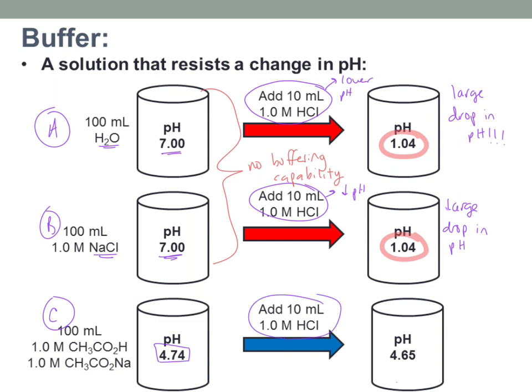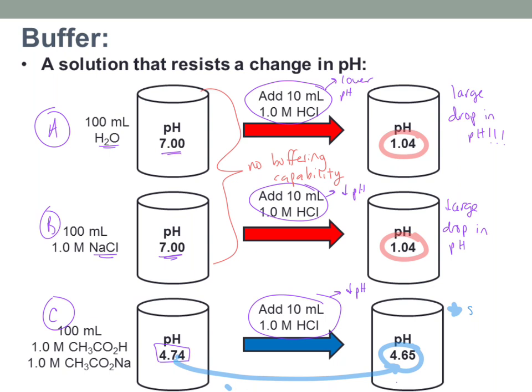And now I'm going to add that same amount, right, 10 milliliters of a 1 molar hydrochloric acid. And so again, I expect a pH drop. Now, these ones up here both dropped by 6 pH units, so a 10 to the 6th change in concentration. If you look at this one, though, what we see here is that it did not drop that much. It went from 4.74 to 4.65. It was a much smaller change in pH.